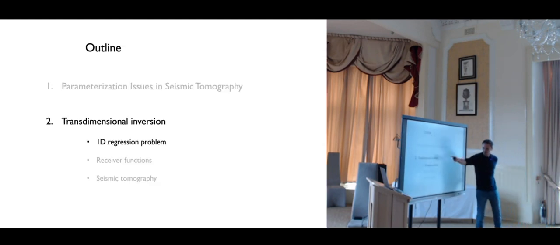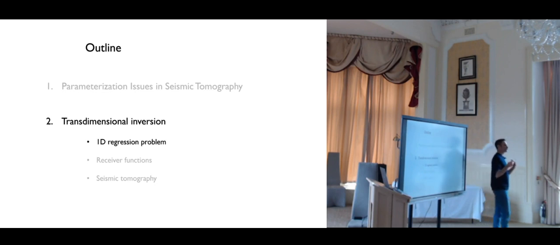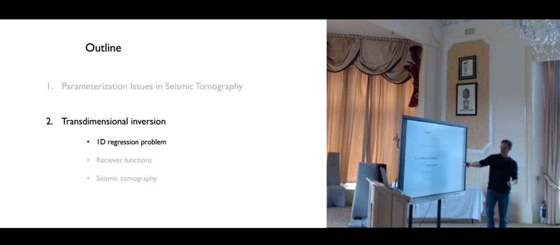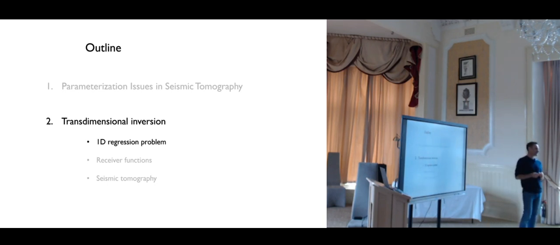And so I'm going to try to introduce this idea of transdimensional inversion, where we let the parametrization, the number of unknowns, be a variable, an unknown in the problem. So the form of the model is not going to be fixed, but is going to be determined by the data. And to introduce this, I will use the most simple inverse problem that we can think about. It's a 1D regression problem, because it's very simple and visual.